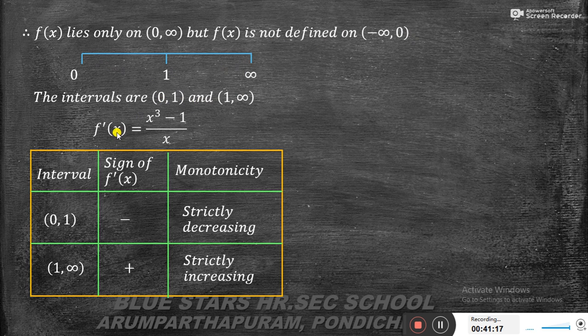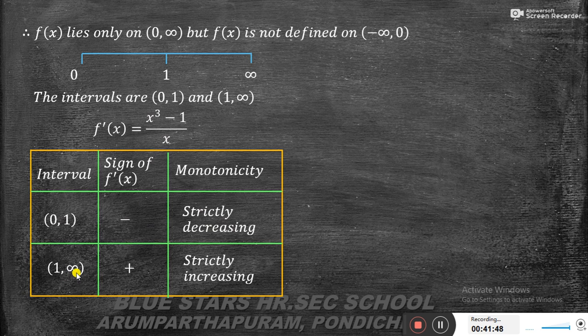Here f dash of x is x cube minus 1 by x. So I make the table: interval, sign of f dash of x, monotonicity. The intervals are (0, 1) and (1, infinity). For the sign of f dash of x, I take any value between 0 and 1. Suppose I take x equal to 1 by 2, that is 0.5. I substitute here, and I get a negative value, so I represent it by minus. Minus means strictly decreasing.